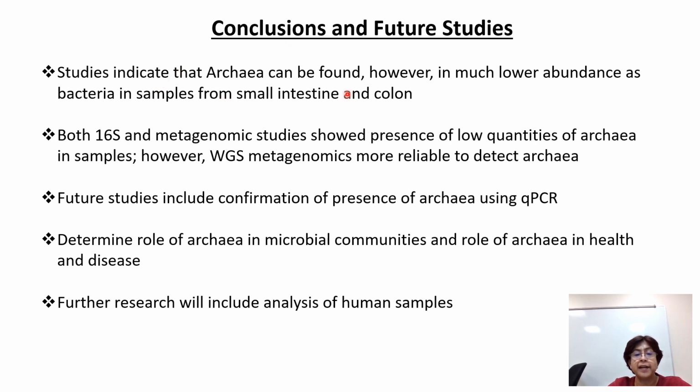Conclusion: studies indicate that archaea can be found in lower abundance in the small intestine and colon. Both 16S and metagenomic studies show presence of low quantities of archaea in samples. However, whole genome shotgun metagenomics is more reliable to detect archaea. Future studies include confirmation of archaea using qPCR. Hopefully, we will have some answers to the role of archaea in the microbial community and in health and disease.